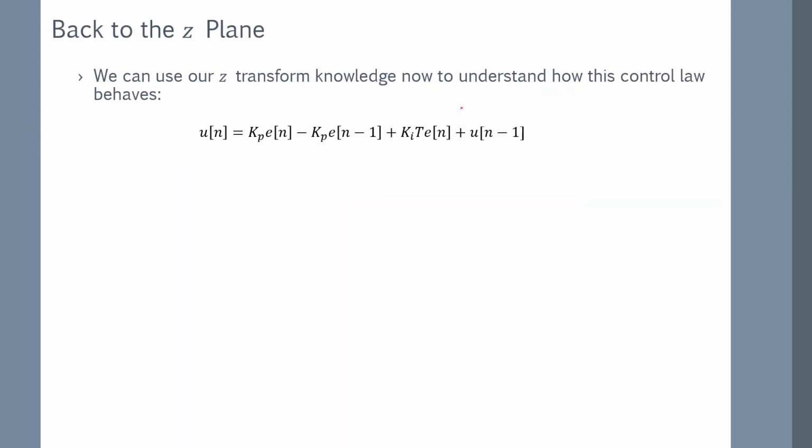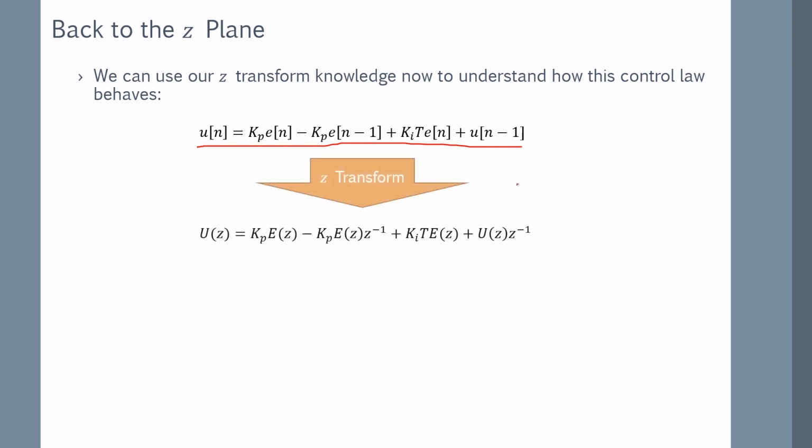Okay, but the cool part about the Z-transform representation that we have for u of n is that now we can actually understand what this control law is doing. So let's take the Z-transform of all of this. The Z-transform works pretty much like the Laplace transform. If we take the Z-transform of u of n, which is the time domain u, you just get u of z.